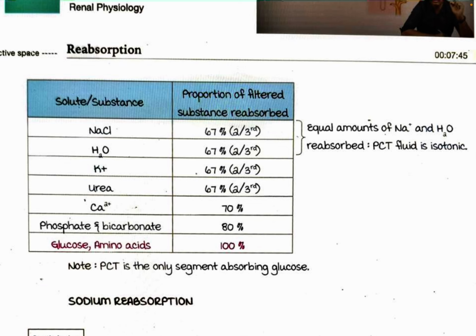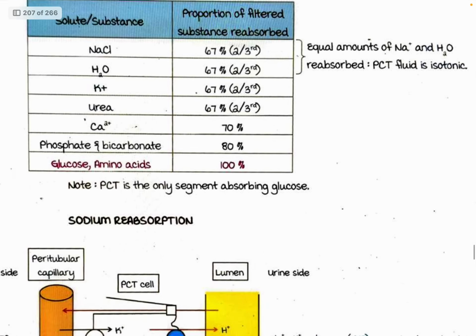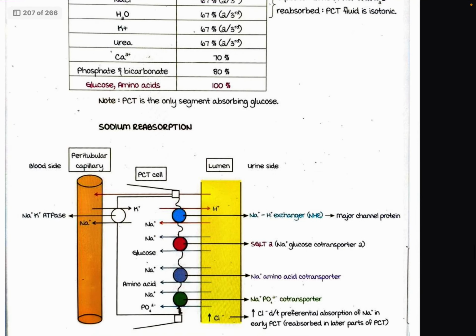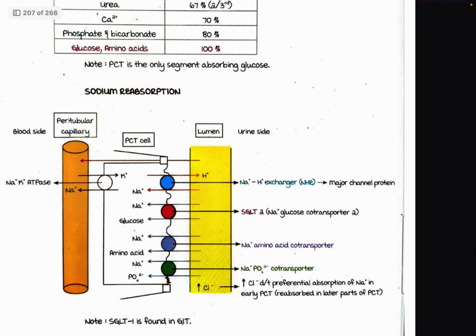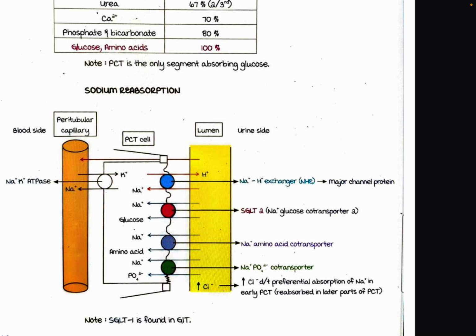PCT fluid is isotonic. Calcium 70%, more than 2/3, is reabsorbed. Phosphate and bicarbonate 80%, more than 2/3, are reabsorbed. Glucose and amino acids 100% are fully reabsorbed. The proximal convoluted tubule is the only segment which is absorbing glucose.